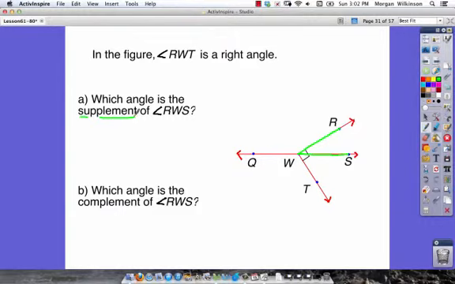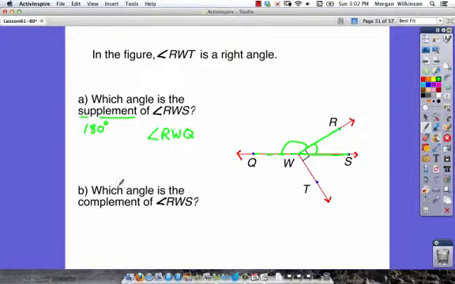Now we know supplement means two angles who have a sum of 180 degrees. So they must form a straight line. So if we want to find another angle that will make the two form a straight line, it must be over here. Because if we put our first angle and our second angle together, those two would be 180 degrees. So we'd call our second angle, angle RWQ. And we've got our answer to question A.